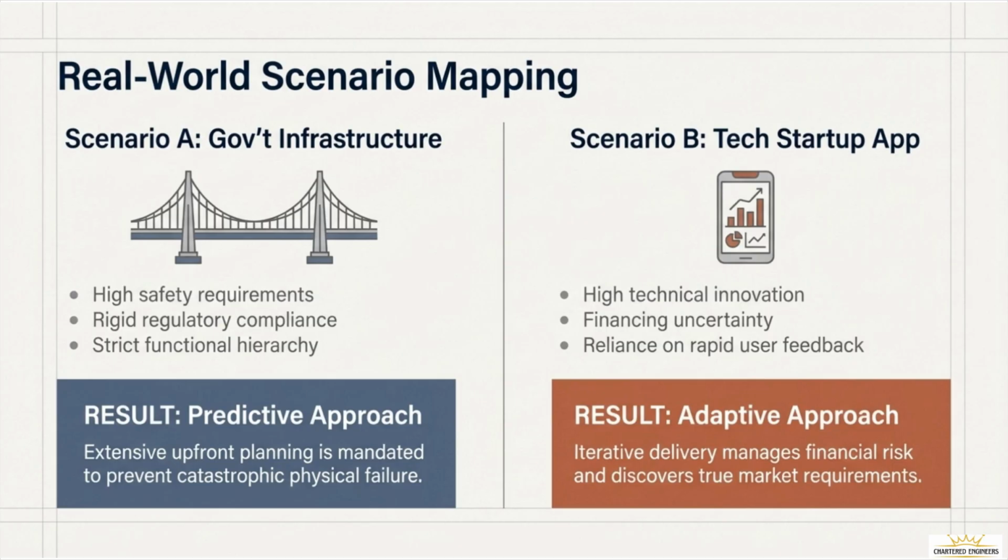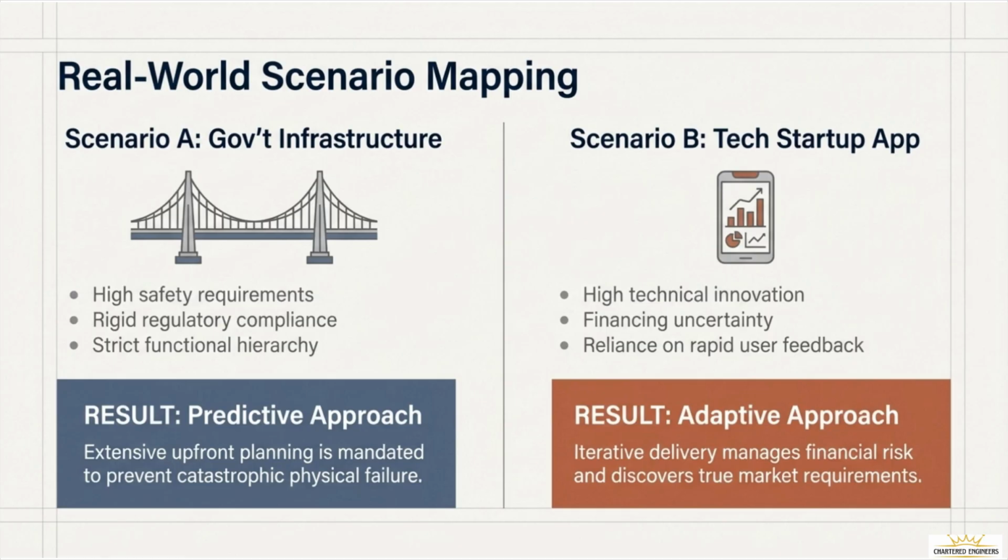You cannot iterate on a bridge's foundation once the concrete is poured. Extensive upfront planning is mandated to prevent catastrophic physical failure. In this world, measure twice, cut once is the law. Now, look at Scenario B, a tech startup app. This project is defined by high technical innovation and financing uncertainty. The team's survival depends on rapid user feedback to find a product-market fit. The result here is an adaptive approach.